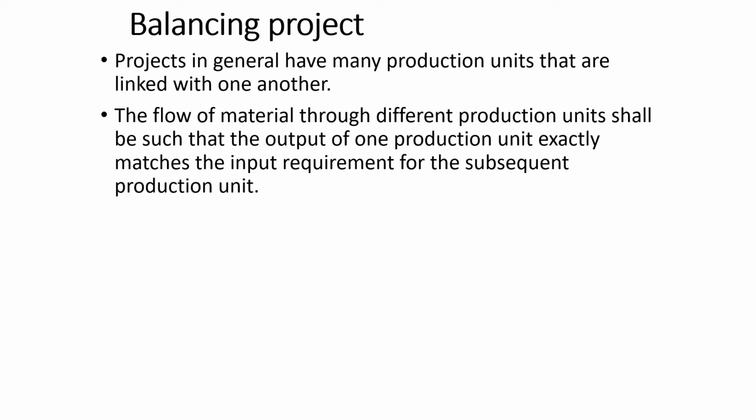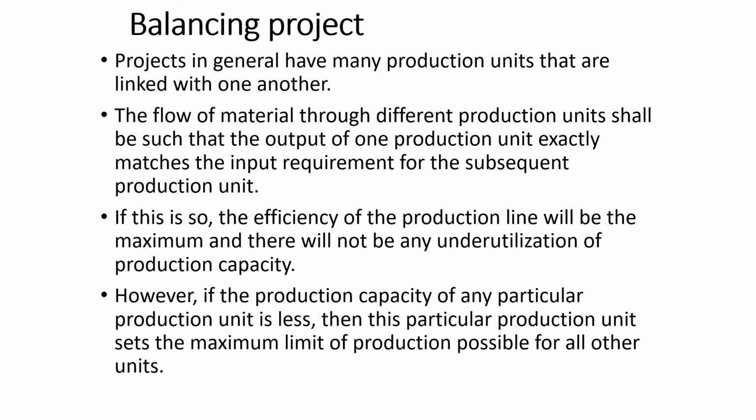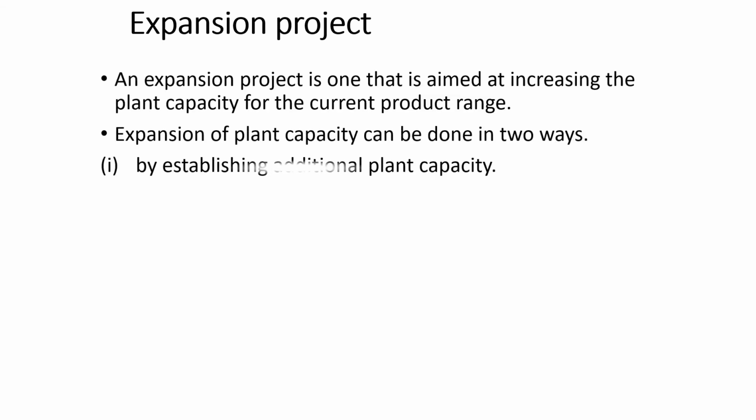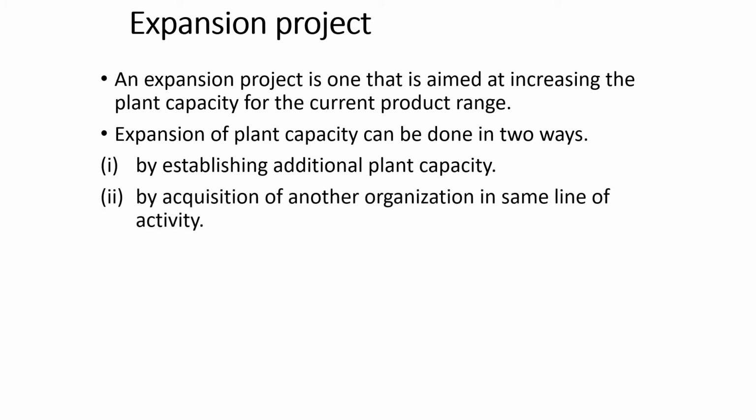Let's say the first set of machinery is able to offer 50 products in a day, and the second set of machinery is able to take in 60 products. Then again, a particular part of the second set of machinery is going to lie idle. Both things, the idle raw material and the idle part of machinery, are bad for the company. That's why balancing projects happen. Expansion projects, as I've told you, are whenever the size, capacity, or quality is increased.